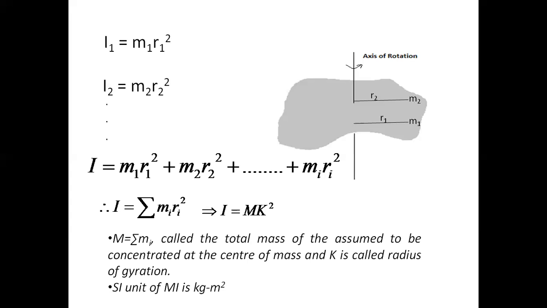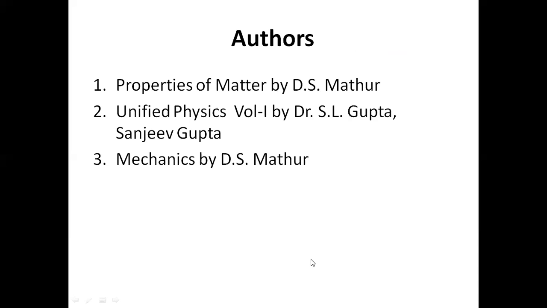The SI unit of moment of inertia is kg m². Since mass is measured in kg and k is nothing but a distance, the SI unit of moment of inertia is kg m². So this is about the moment of inertia.